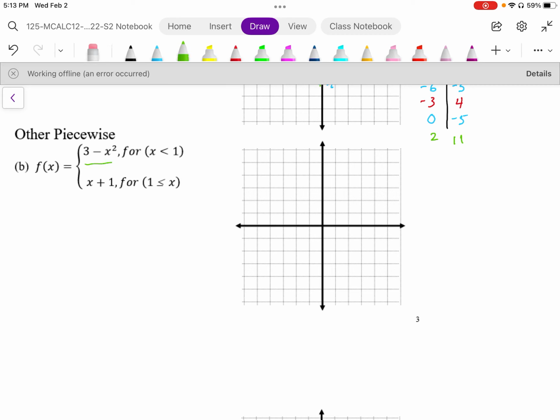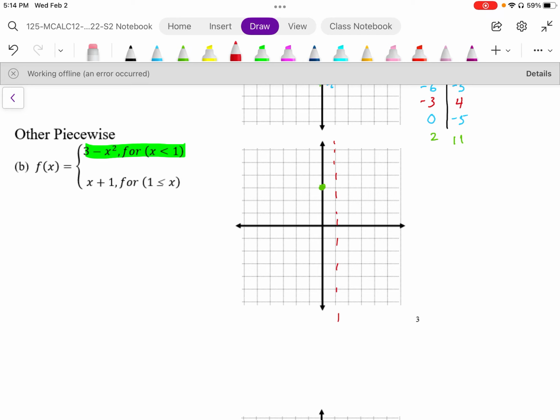I'll shade this in green. This is the domain x is less than 1. On the left side of this graph, I'm going to graph it in green. It's going to be an upside down parabola with a vertex at (0, 3). So there's my vertex, and everything to the left of this boundary line is going to be an upside down parabola.